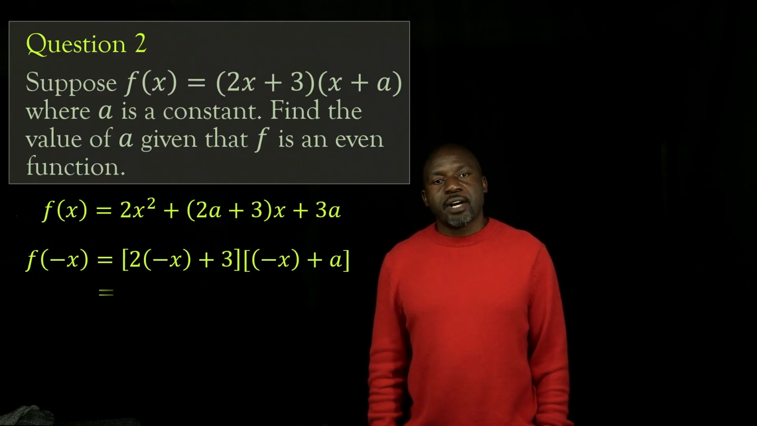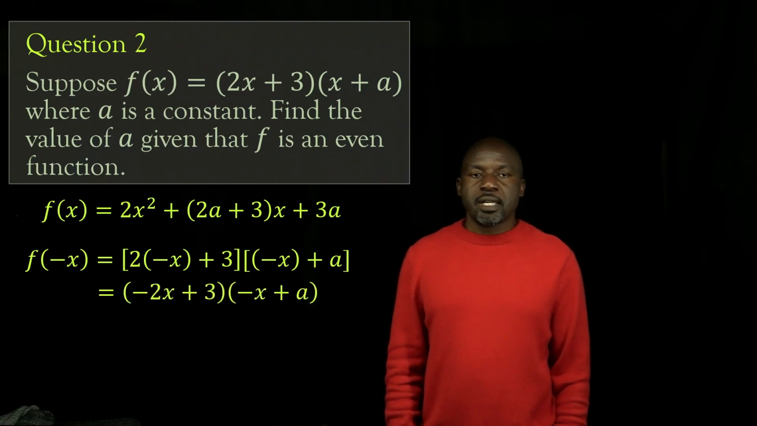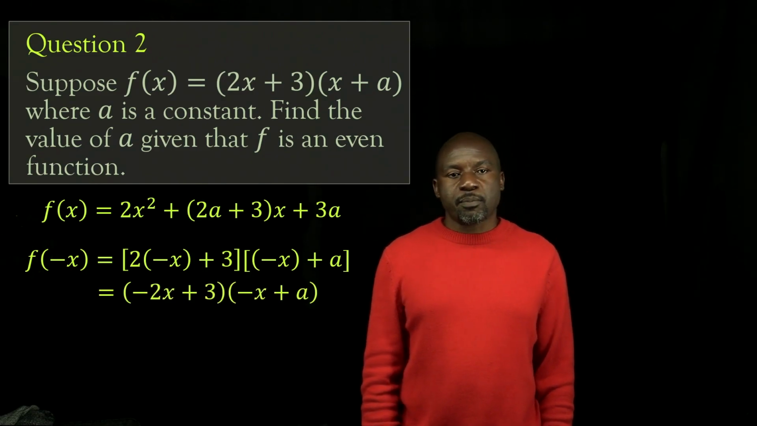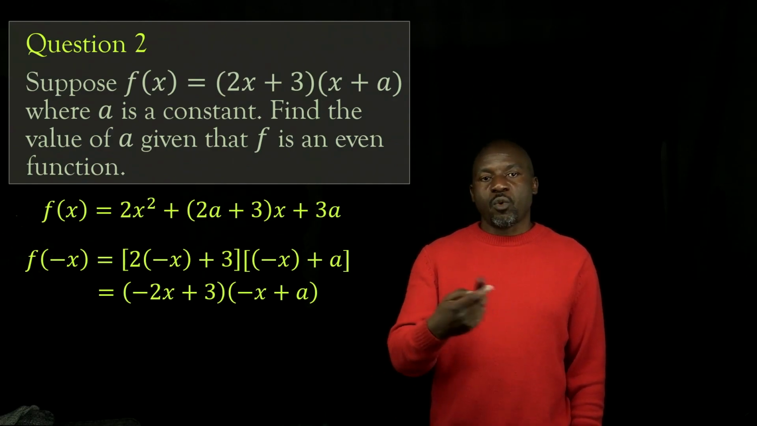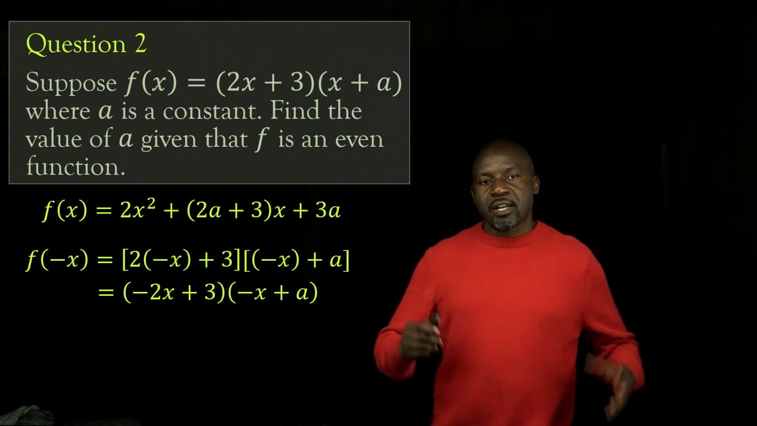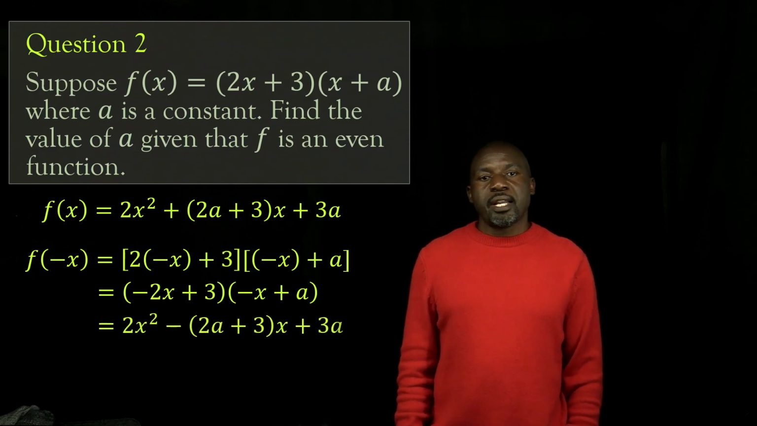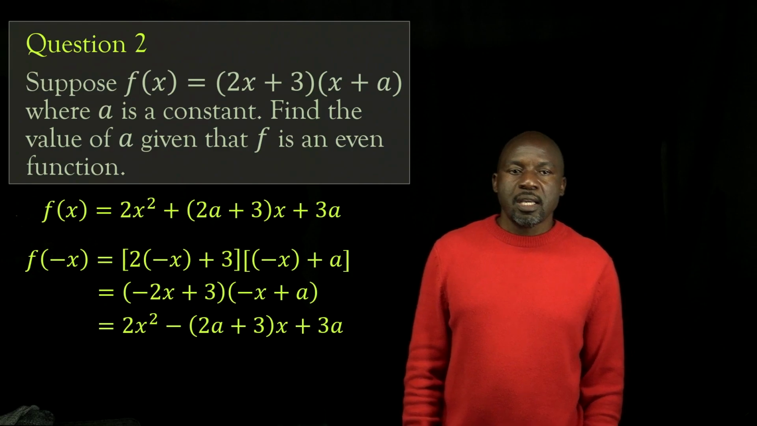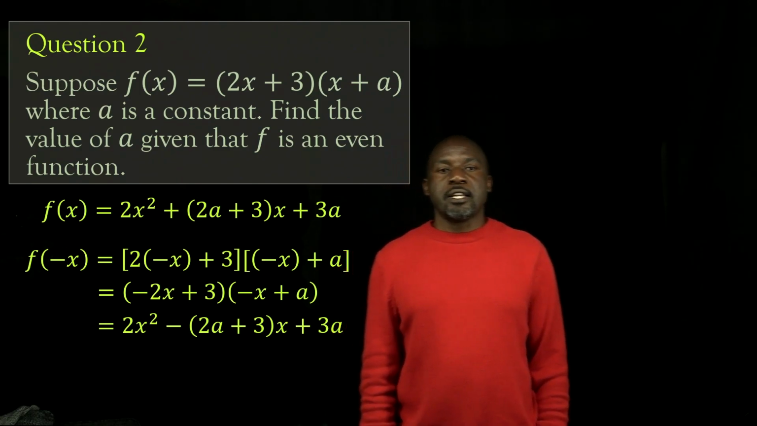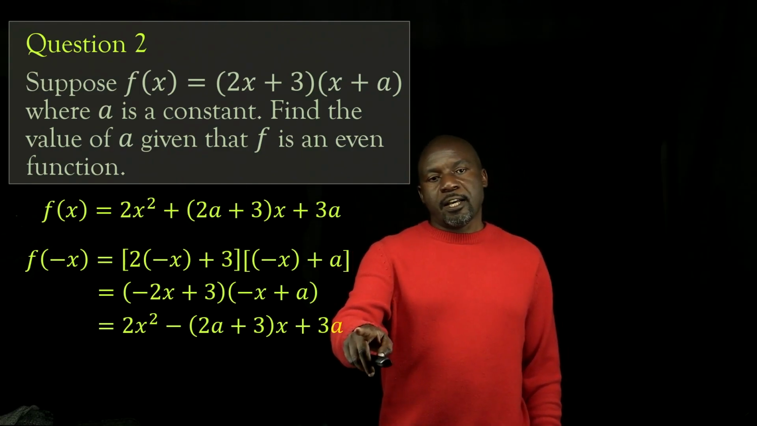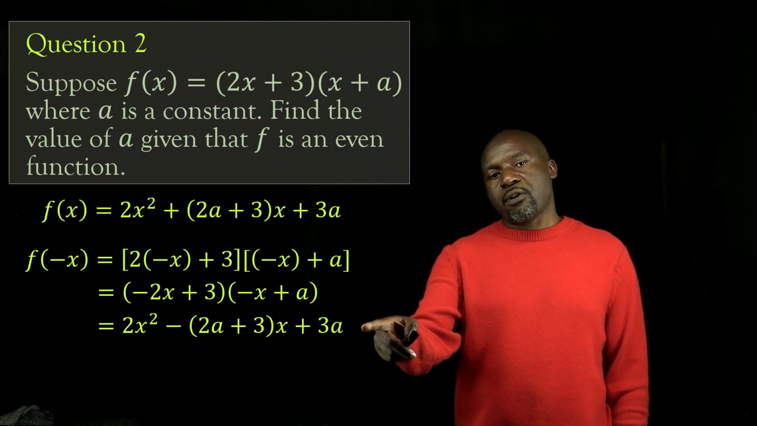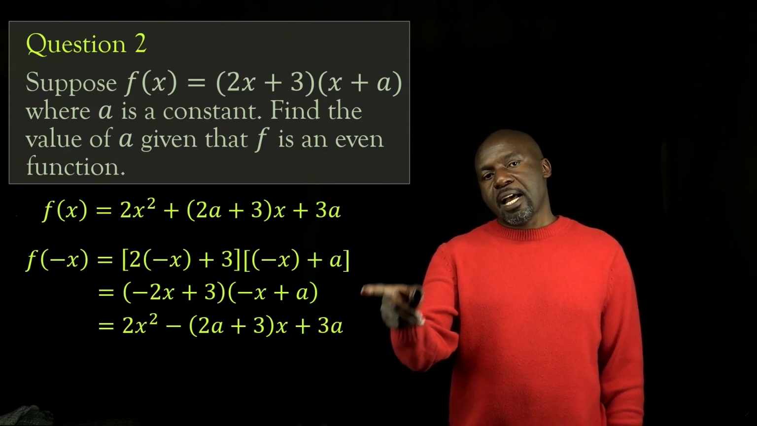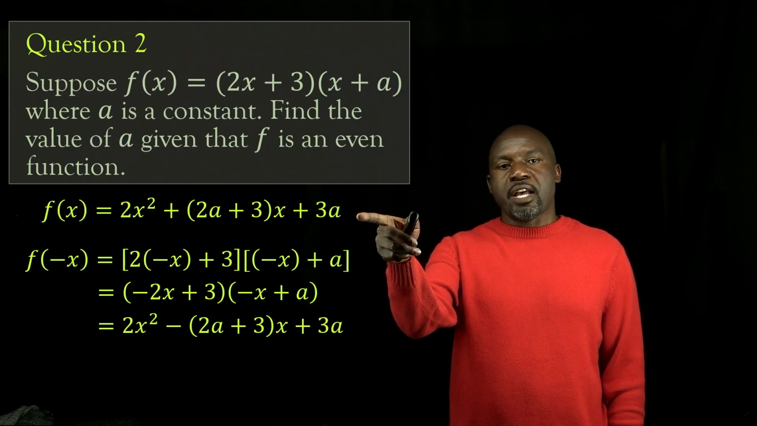So when we simplify that, we get minus 2x plus 3 in one bracket and minus x plus a in the other bracket. And when you open that bracket and combine like terms, you end up with 2x squared minus, in brackets, 2a plus 3, close bracket, x plus 3a. So this here is our value for f of negative x, and that is our value for f of x.